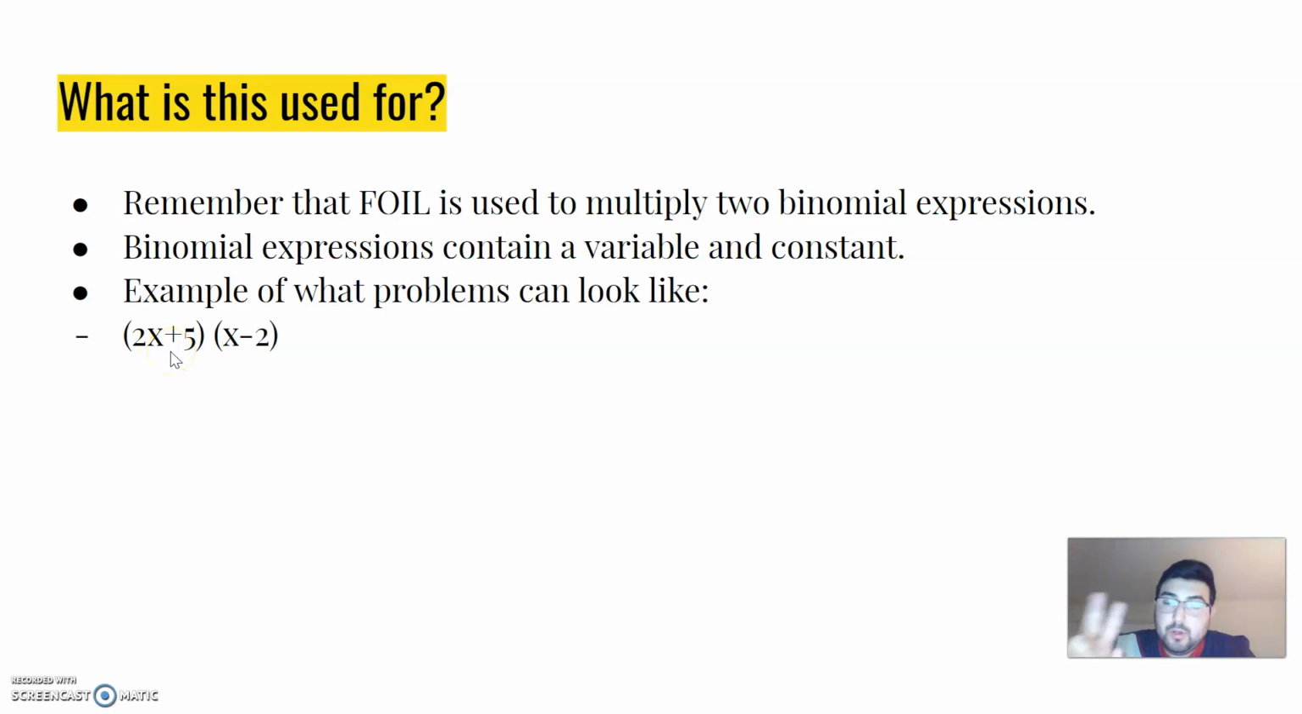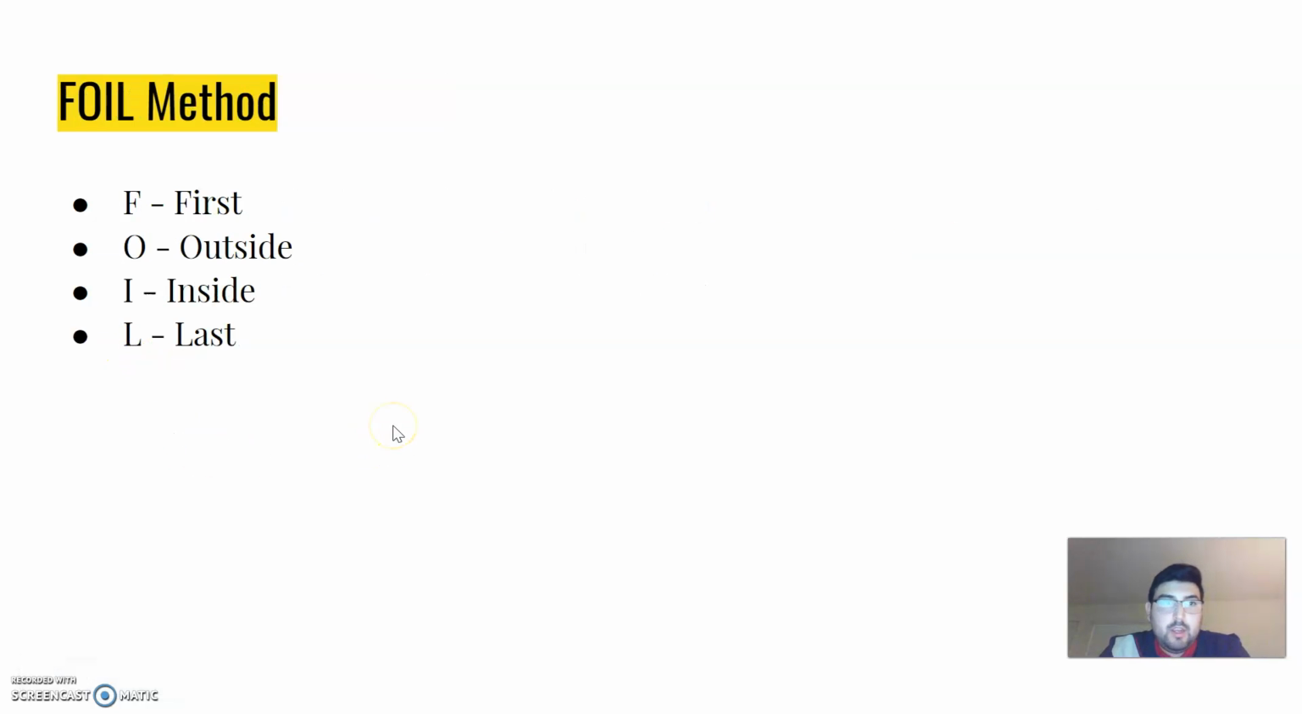It has to have two terms. If there's three, like 2x squared plus 2x plus 5, that's a trinomial, or it can also be called a polynomial because there are multiple terms. So FOIL is only for binomials. This is one of the examples of what a problem is going to look like, and it's actually the problem that we're going to dive into.